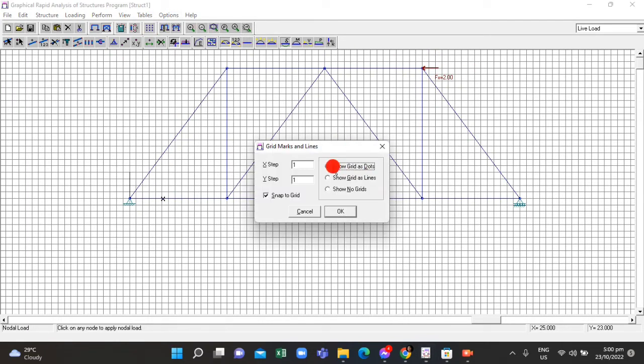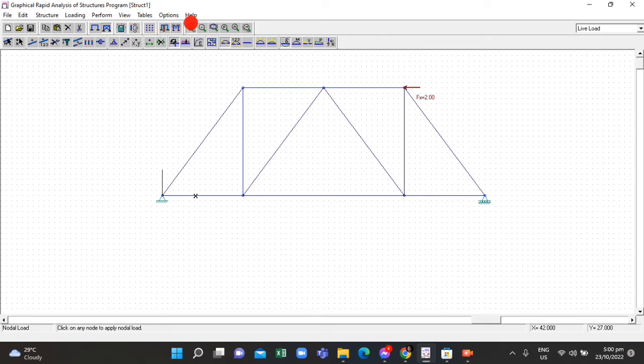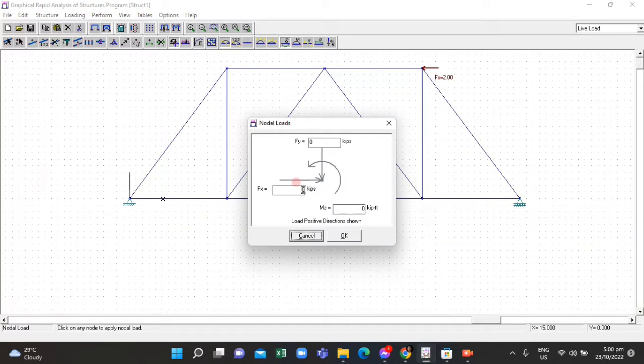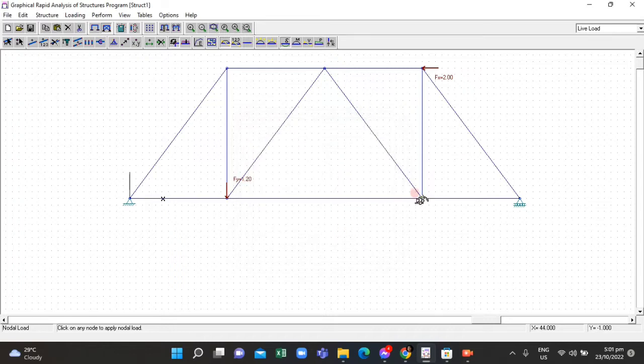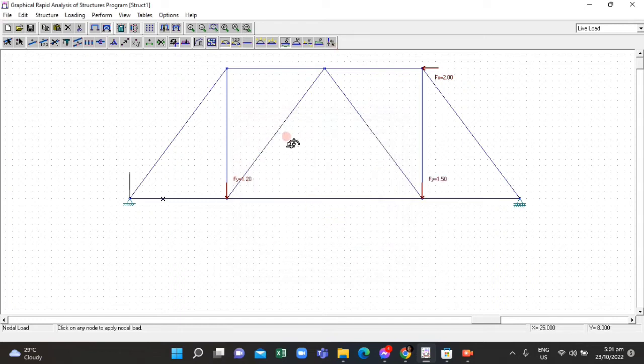I'm gonna set the grids as dots for a better orientation and viewing on the window. And then I'm gonna add another load here that is along the y-axis going downward, that is 1.2 kips. Then okay, and here at nodal point F, that is 1.5, that is still going downward, and click OK. So we have successfully constructed our structure.